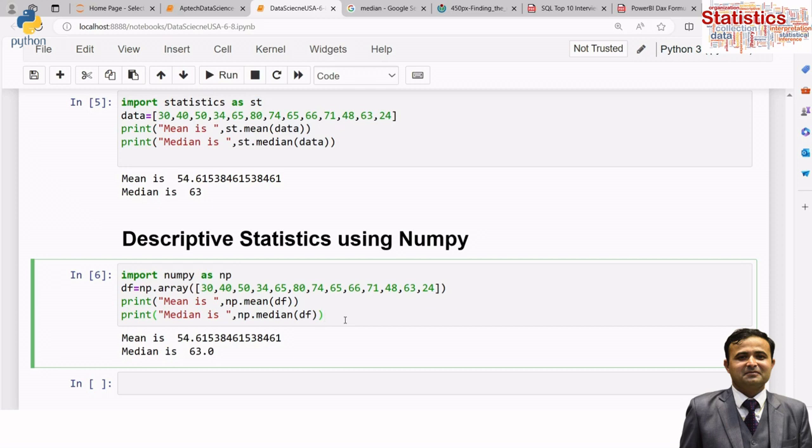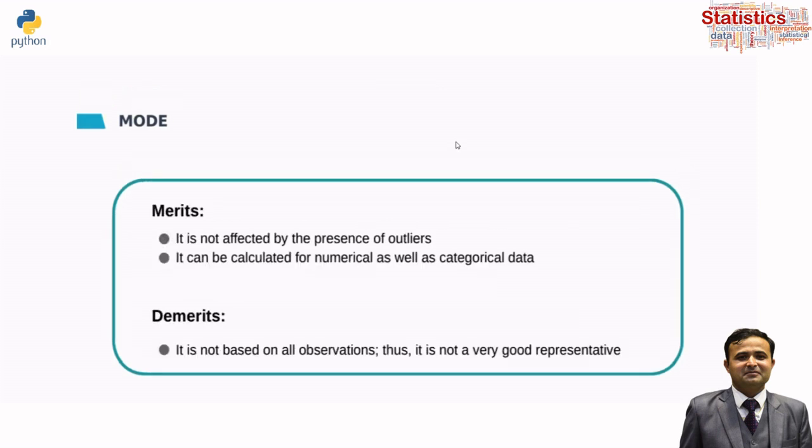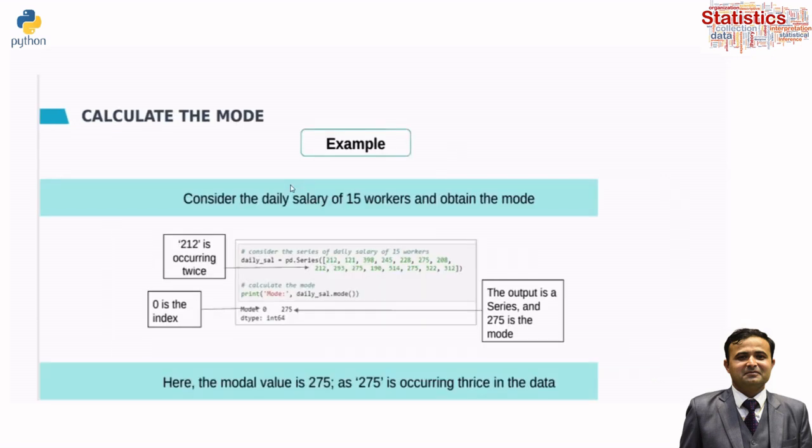Now the question is that the observation can be unimodal or bimodal. The merit of the mode is that it is not affected by the presence of outliers. Obviously, the mean is affected by the outlier, but the mode will not be affected by the outlier. And it can be calculated for numerical as well as categorical data. That is also very useful. If you want to calculate the mode, it is the most repetitive value.